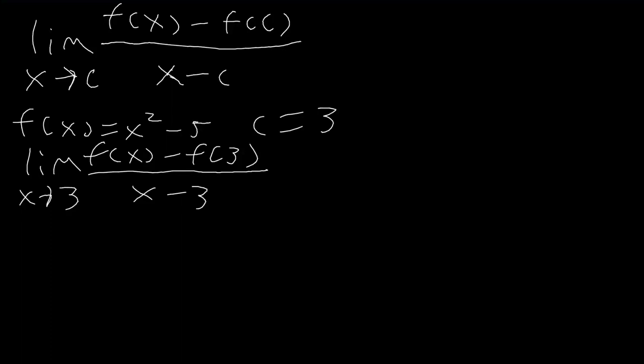Now because we know what f of x is equal to, we can just plug that in to the f of x in the limit. So we're going to have the limit as x approaches 3 of x squared minus 5. And then f of 3, if we just plug in 3 to f of x, we're going to have 3 squared, which is 9, minus 5 is 4. So it's going to be minus 4. So negative 5 minus 4 is just negative 9. So it's going to be x squared minus 9 all over x minus 3.